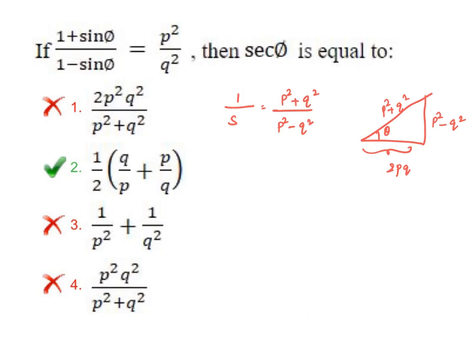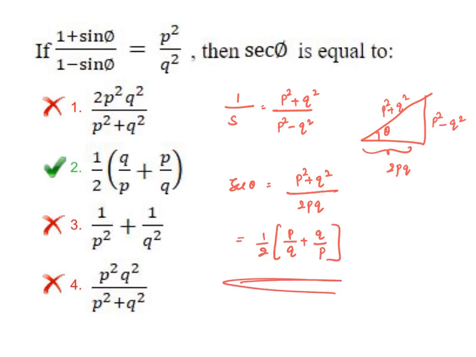So this triplet we already know. Now we need to find out secant theta. Secant theta is hypotenuse, that is p square plus q square, by the adjacent, that is 2pq. So 1 by 2 you take common, divided by pq. So p square by pq is p by q, plus q by p. So the answer is 1 by 2 into p by q plus q by p.